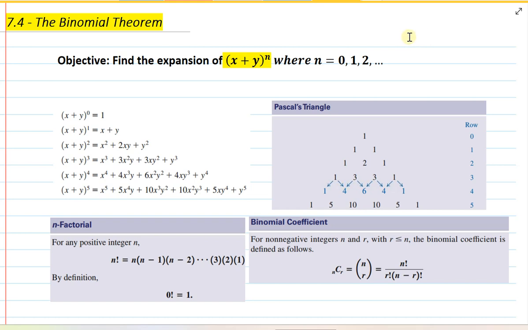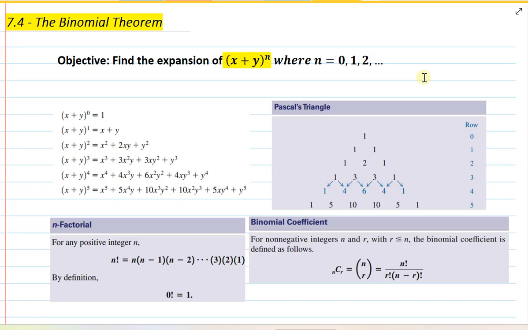In this video, we're trying to explain the binomial theorem and then look at a few examples of the theorem. This is section 7.4. It would be the last section for us in the college algebra class. Section 7.4, the binomial theorem.